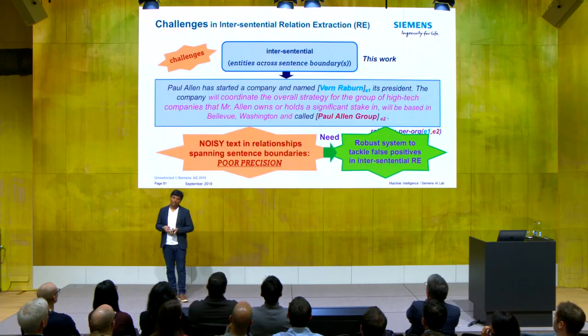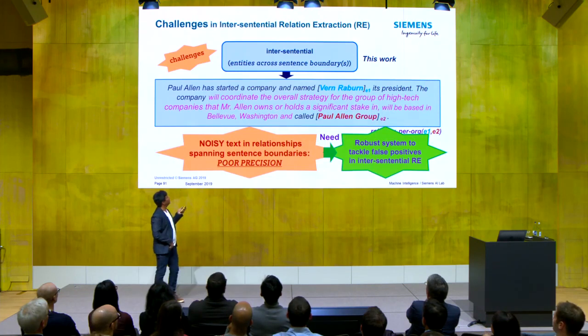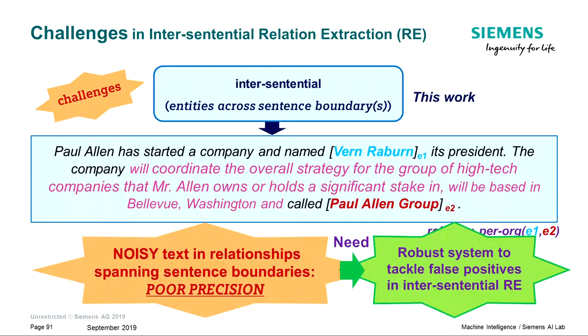We have a challenge there. There is a lot of noisy text. For example, you see here the red color. This text is not relevant for extracting or detecting the relation. So how can we have a good representation which is beyond the sentence boundary?